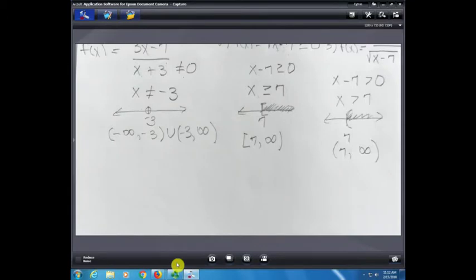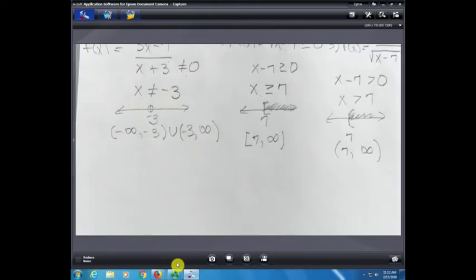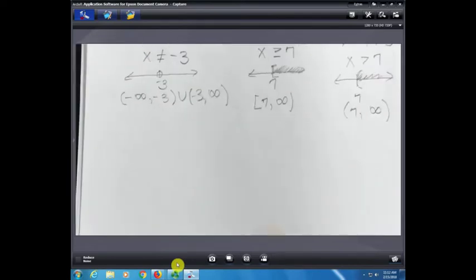These are objectives here. We're talking about performing operations on functions. Sounds like you're taking a function to a hospital or something and operating on it. But really, when we're talking about operations, we mean adding, subtracting, multiplying, and dividing between two functions. So let's look at that.